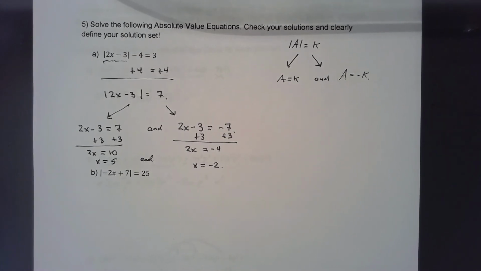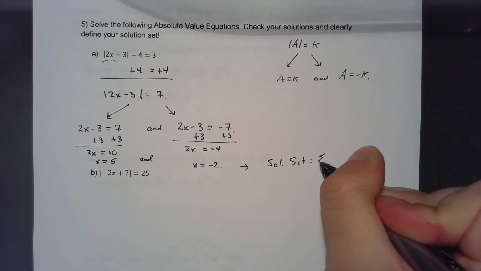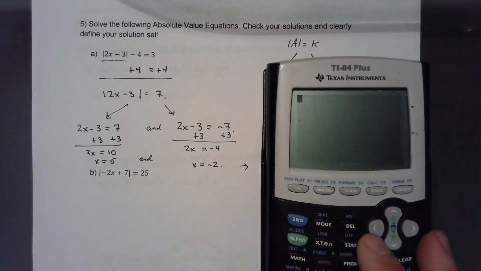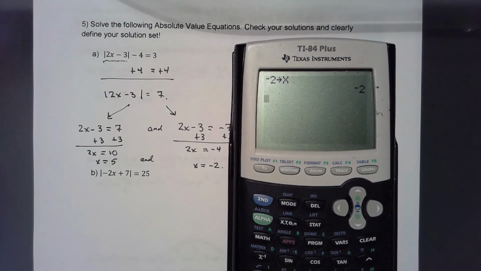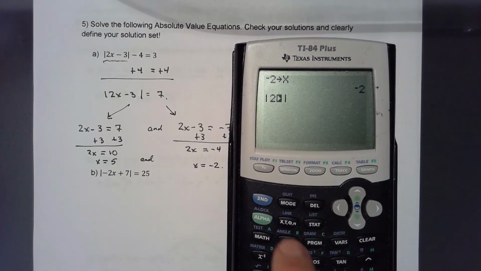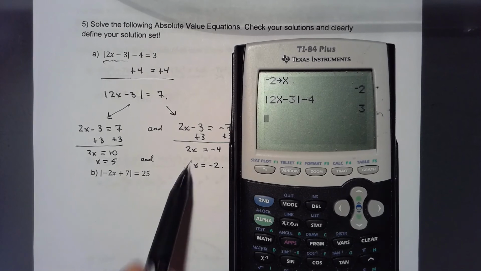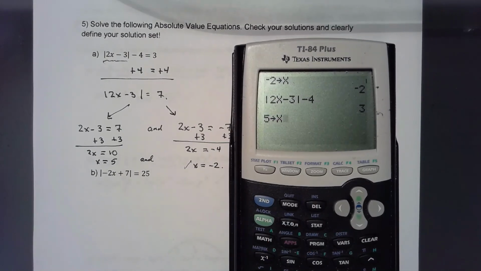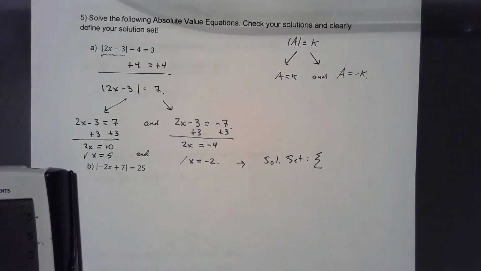All right, well, that looks easy enough. So remember, make sure you check it before you make your solution set. With absolute value equations, you have to check your solutions. So negative 2, store in the x. Type in the absolute value, so math, number, ABS, 2x minus 3, minus 4 gives me 3. Beautiful. That one works. 5 stored in x. Second enter, second enter. That also gives me 3. Beautiful. So my solution set is -2, 5.